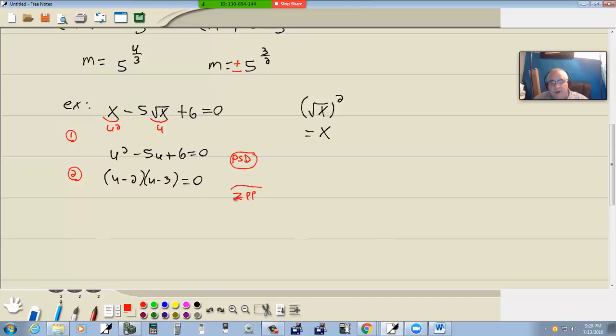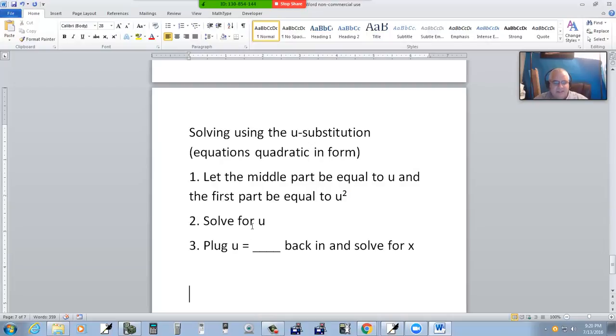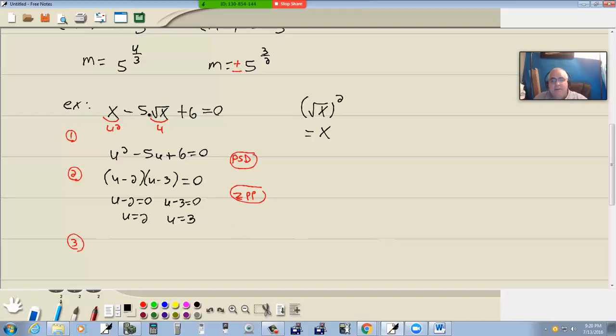Now our zero product property. You get 0 on one side, you factor the other side, you set each factor equal to 0. So I'll set u minus 2 equal to 0, u minus 3 equal to 0, which gives us u is equal to 2 and u is equal to 3. Now step 3 was, and this whole process is vague, I know, but the third step says plug u equals blank back in and solve for x. Every problem will be different, but whatever you said u is equal to right up here is now what you want to plug in. So we're going to plug in the square root of x for u.